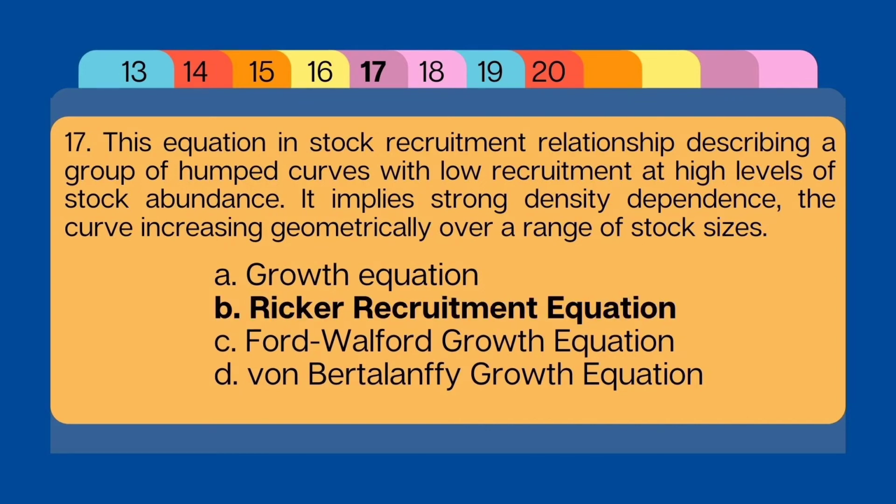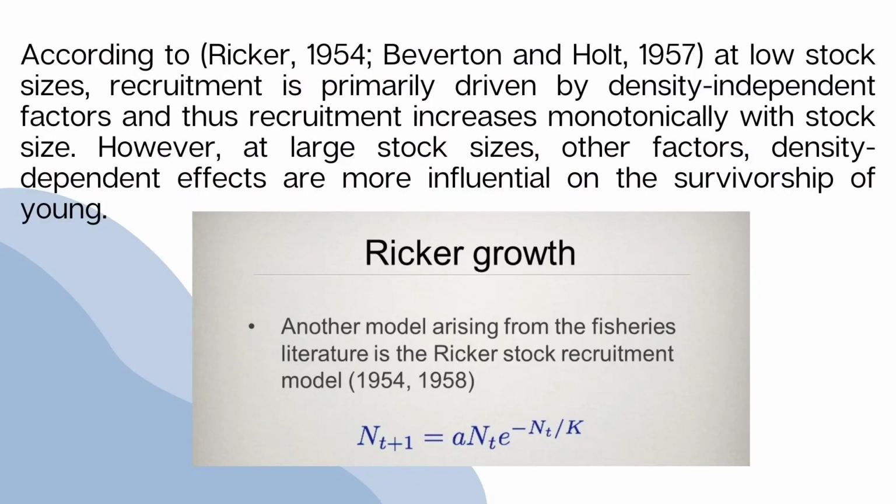Recruitment equation. According to Ricker 1954 and Beverton and Holt 1957, at low stock sizes, recruitment is primarily driven by density-independent factors, and thus recruitment increases monotonically with stock size. However, at large stock size, other factors, density-dependent effects, are more influential on the survivorship of young. This is the formula of Ricker growth equation.